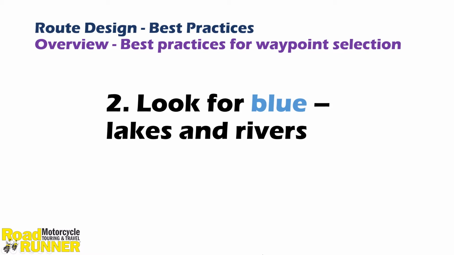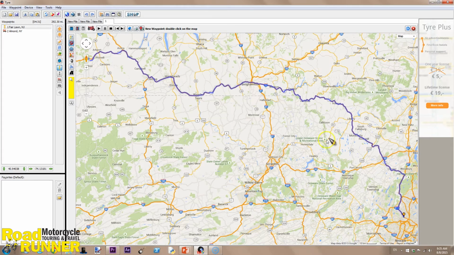Principle number 2, look for blue, lakes and rivers. Blue on the map represents bodies of water, such as oceans, lakes, and rivers. It's best practice to look for these blue areas, because riding along them almost always guarantees beautiful vistas.